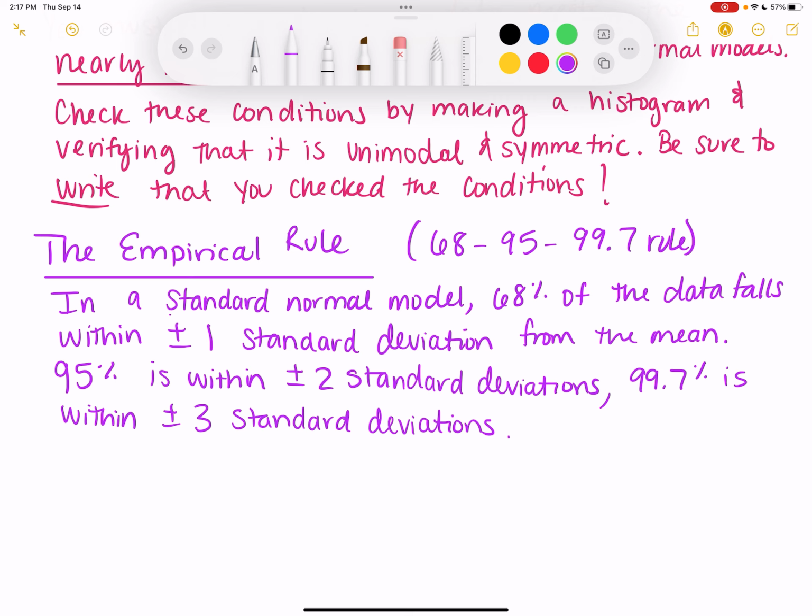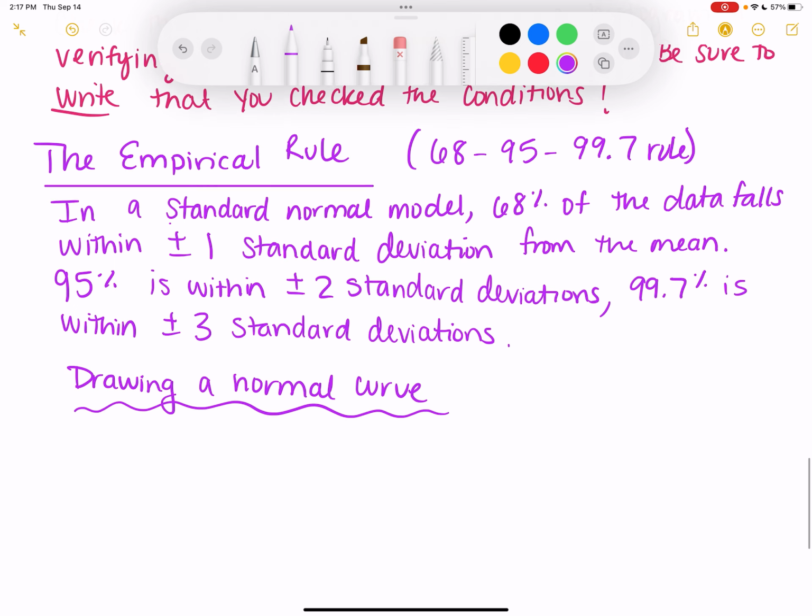All right, so drawing a normal curve, that's going to follow this empirical rule. That's why I said you'd want to have room for it. All right, so we have your as close to normal looking curve as possible.